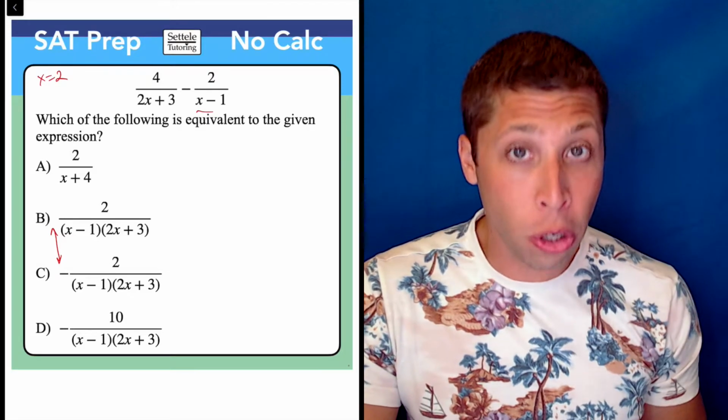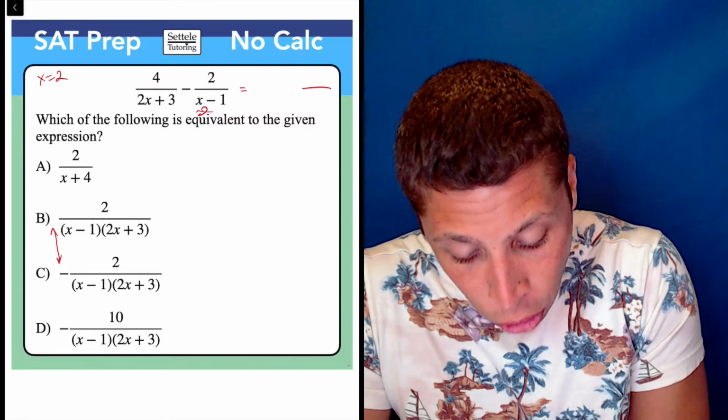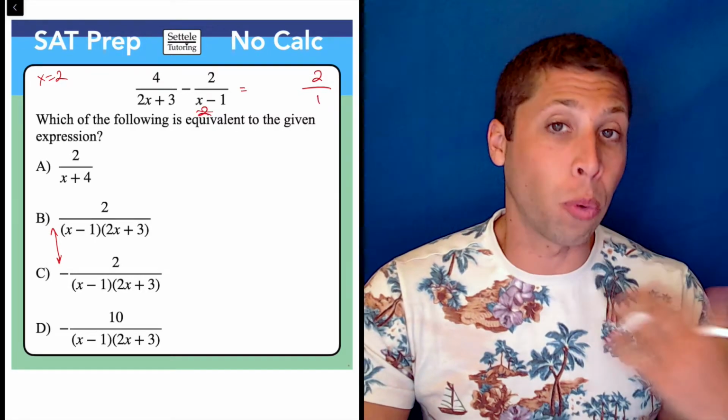Let's make x equal to 2. Because if I do that, then this end part becomes 2 minus 1. So this really just becomes 2 over 1. So it works out very nicely.